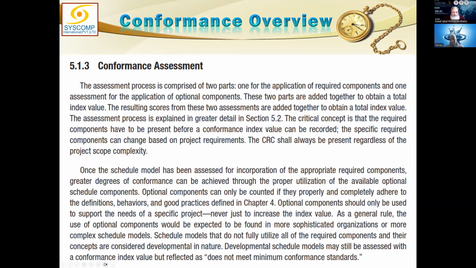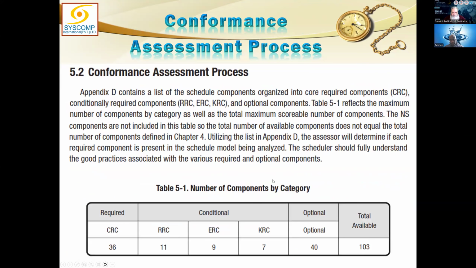Okay, let me show you. These are the total numbers. I counted the required items wrongly. There are 36 required items. No, I was counting optional. There were 39 I counted. They're actually 40. Optional items are 40. Required items are 36. RRC related items are 11. ERC items are 9. And KRC items are 7. Total number is 103. But they did not mention the NS items, the non-scored items.